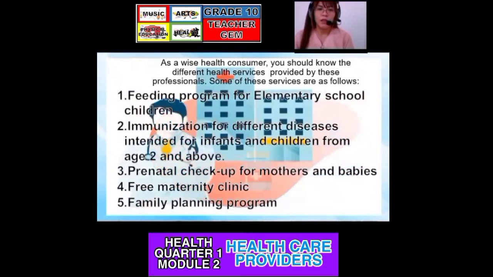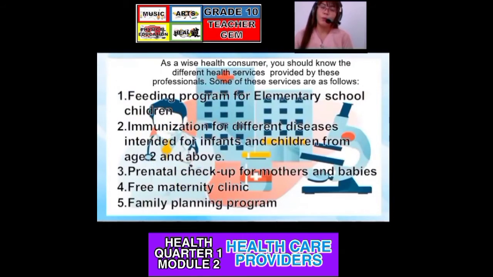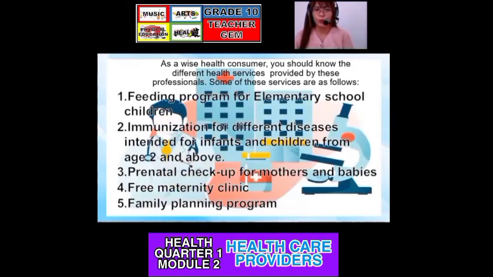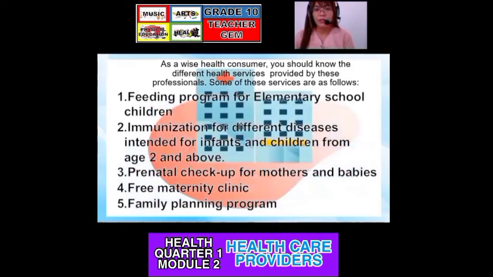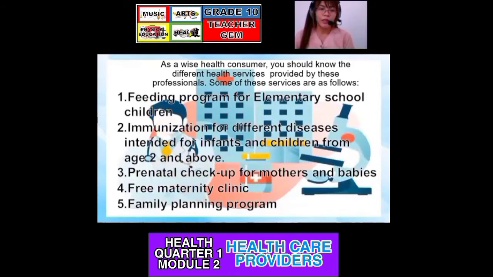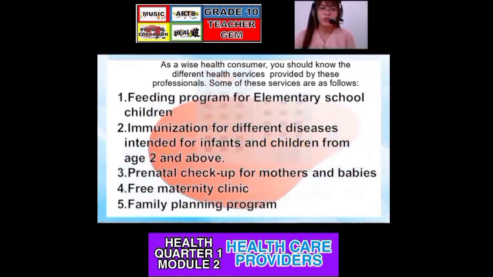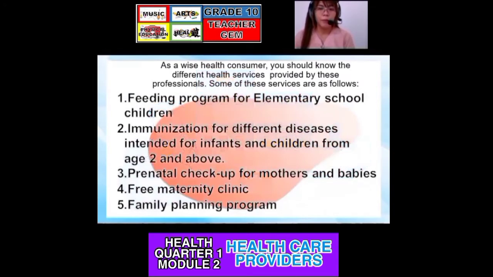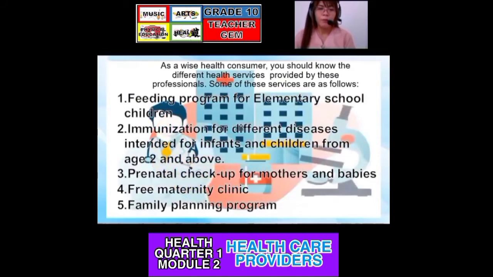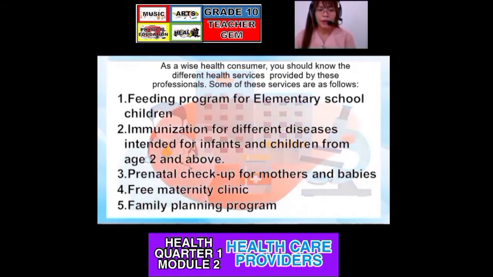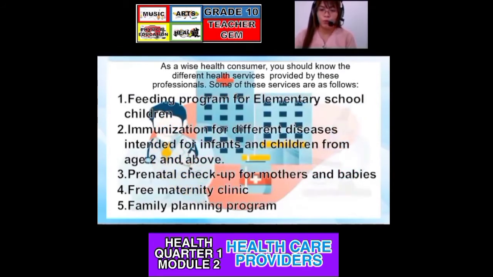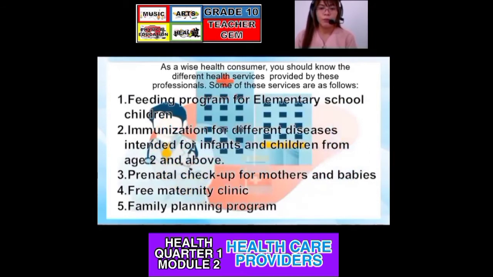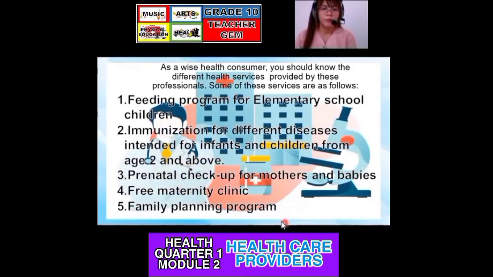Some of these services are as follows. Number 1, feeding program for elementary school children. Number 2, immunization for different diseases, intended for infants and children from ages 2 and above. Number 3, prenatal checkup for mothers and babies. Number 4, free maternity clinic. Number 5, family planning program. So these are the different health services provided by health professionals.